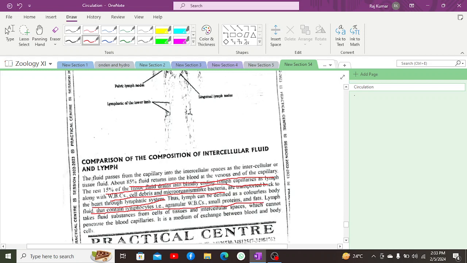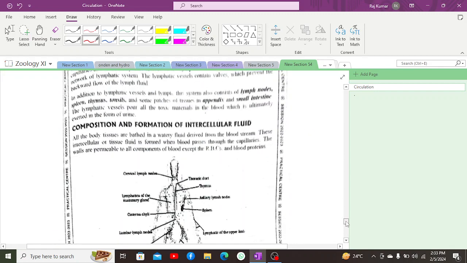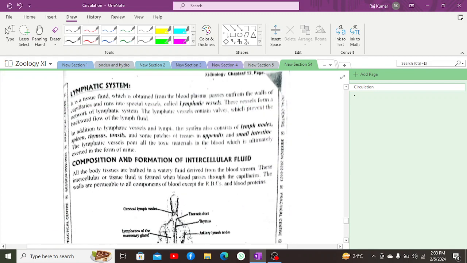small proteins and fats. Lymph takes fluid substances from cells of tissues and intercellular spaces which cannot penetrate the blood capillaries. It is a medium of exchange between the blood and the body cells, and in other words, it can also be called the drainage system. Apart from that, it consists of several lymphoid tissue structures known as primary lymphoid structures and secondary lymphoid structures.